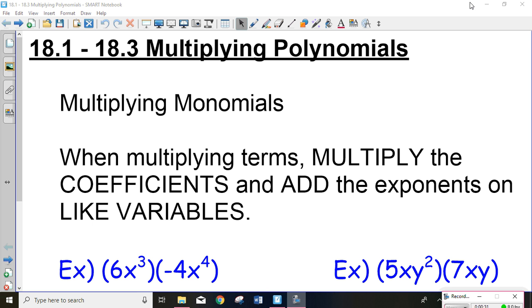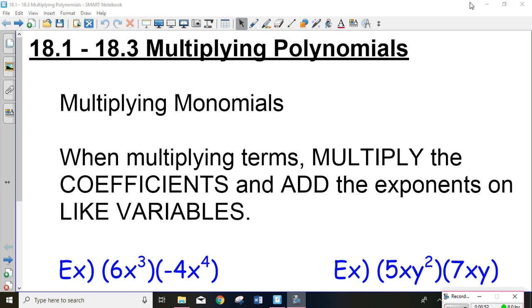We've done some of these recently as problem of the day, so if you're just now watching these, then maybe you'll start to see where some of this is coming from as we've done it again as problem of the day recently. So multiplying monomials first. Remember from station 1, monomials, the word mono means one.